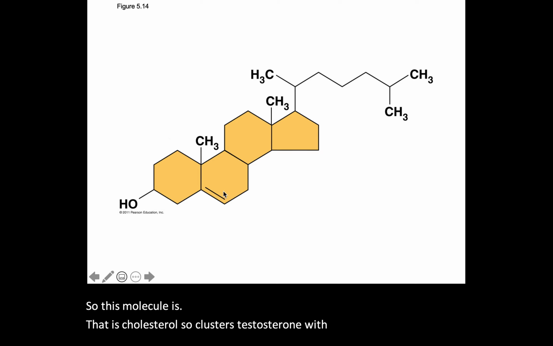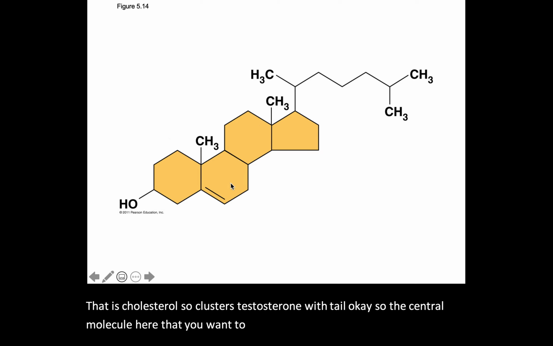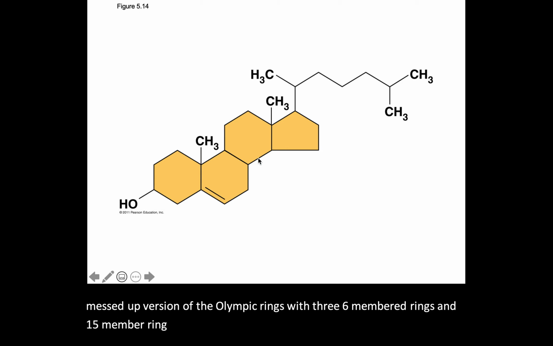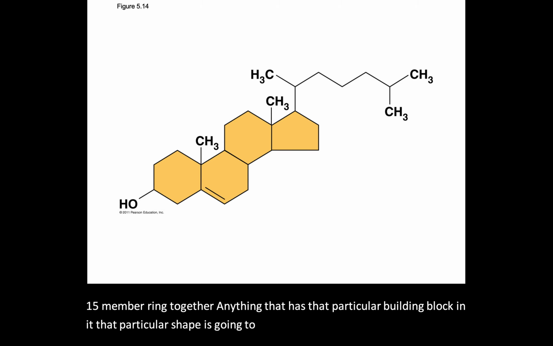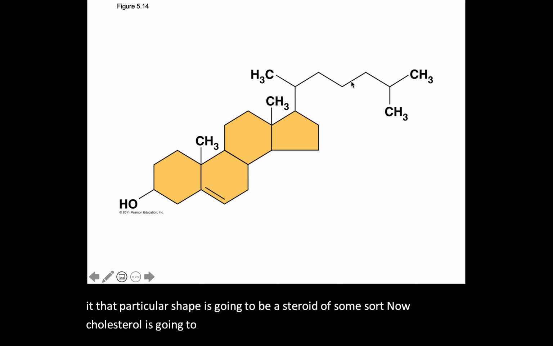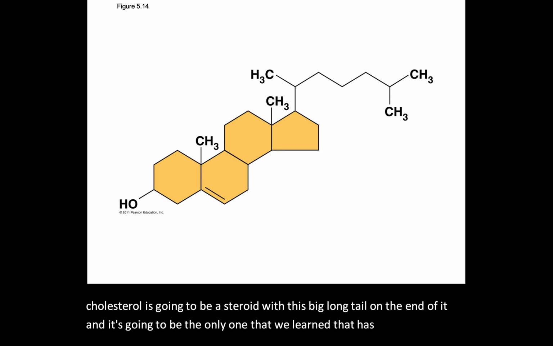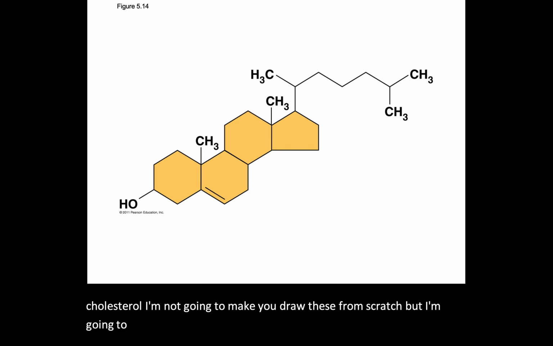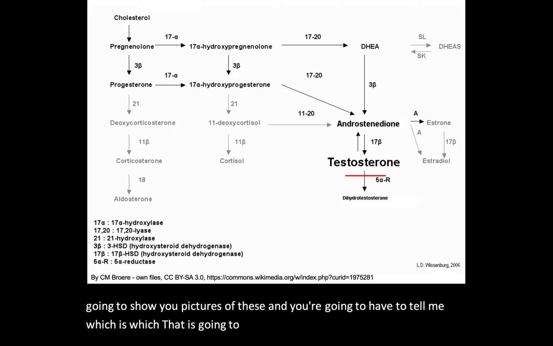Okay, so the central molecule here that you want to look for is this one. These 4 rings, like a messed up version of the Olympic rings with 3 6-membered rings and 1 5-member ring, together, anything that has that particular building block in it, that particular shape, is going to be a steroid of some sort. Now, cholesterol is going to be a steroid with this big long tail on the end of it. And it's going to be the only one that we learn that has a big tail like that. So if it is a steroid with a tail, you're going to be able to say, oh yeah, that's cholesterol. I'm not going to make you draw these from scratch, but I'm going to show you pictures of these, and you're going to have to tell me which is which. That is going to be one of the things that we do.